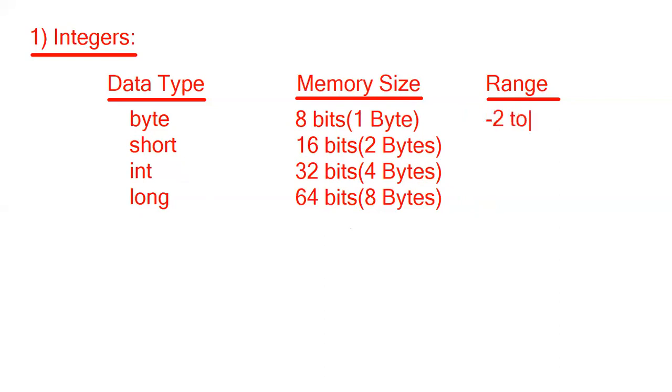Minus 2 to the power of 7 to 2 to the power of 7 minus 1. Here, 2 to the power of 7. Minus 2 to the power of 7 to 2 to the power of 7 minus 1. This range.